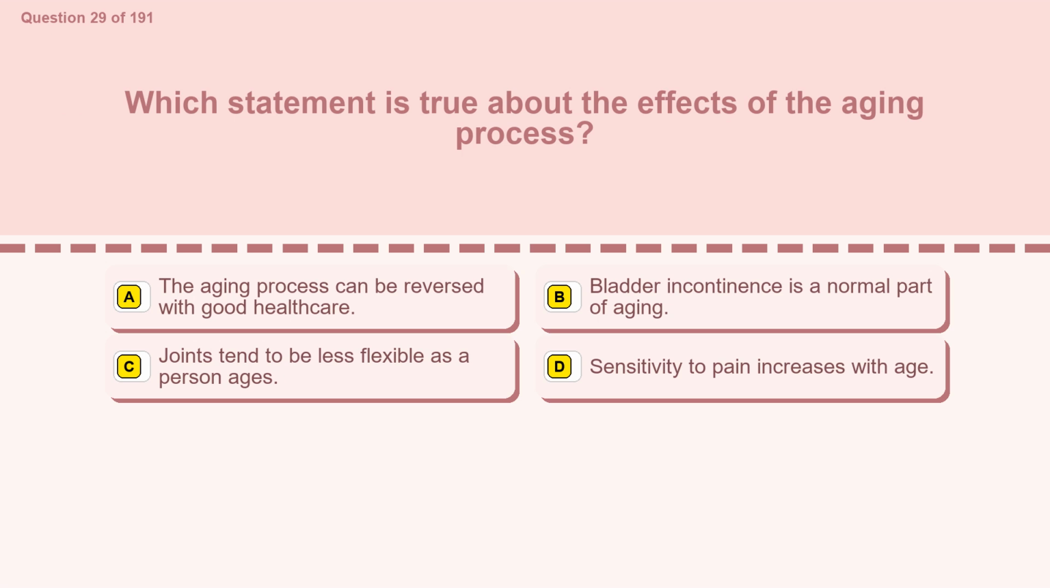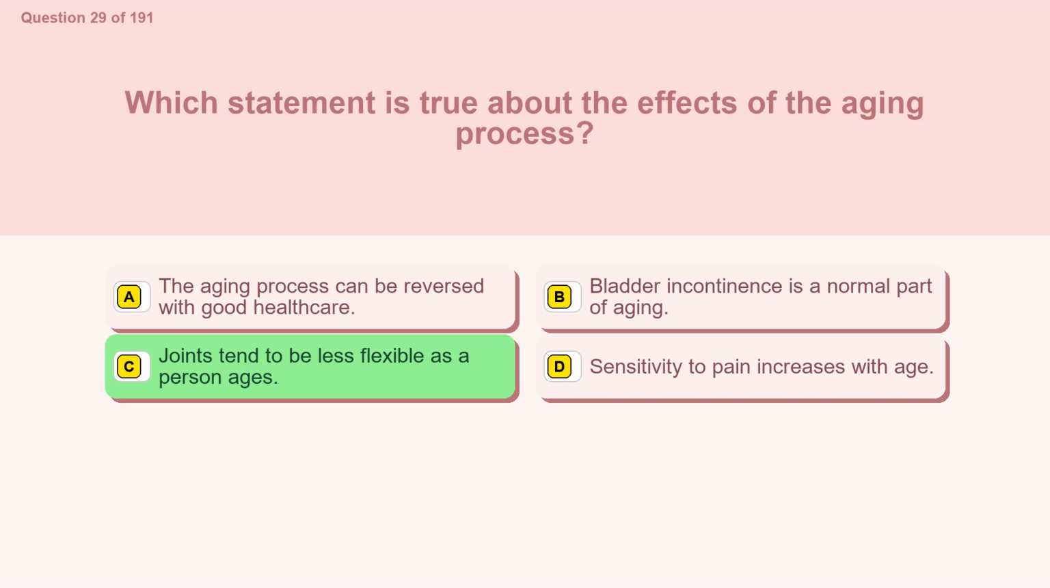Question 29. Which statement is true about the effects of the aging process? Option A. The aging process can be reversed with good healthcare. Option B. Bladder incontinence is a normal part of aging. Option C. Joints tend to be less flexible as a person ages. Option D. Sensitivity to pain increases with age.